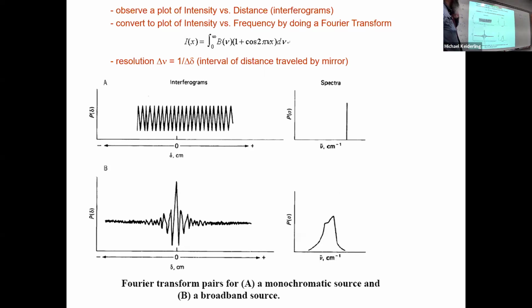And the resolution, delta V, is 1 over the distance traveled by the mirror, basically. So the resolution in wave number, because these are in wave number in inverse centimeters, is 1 over the distance traveled by the mirror. The longer the mirror travels, the better the resolution.